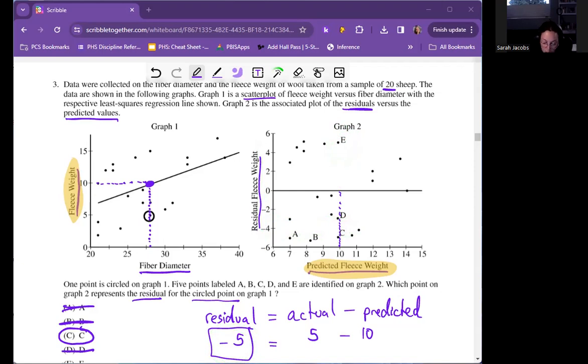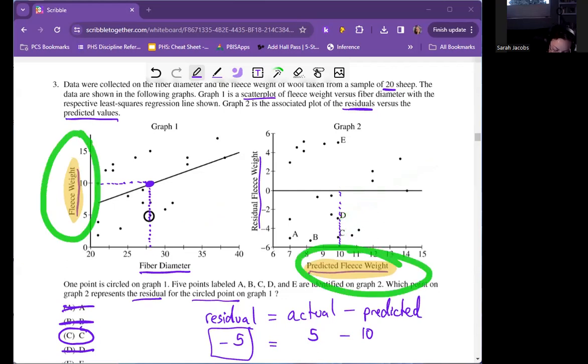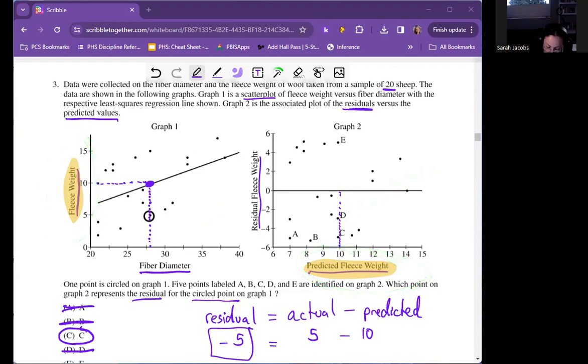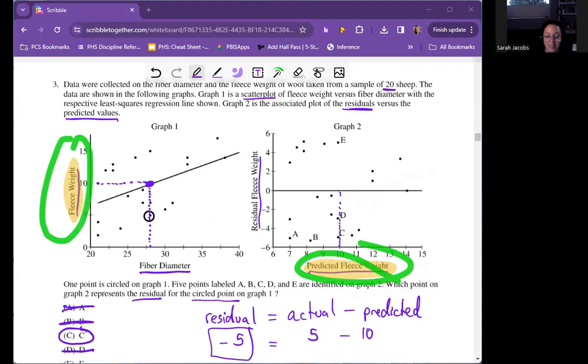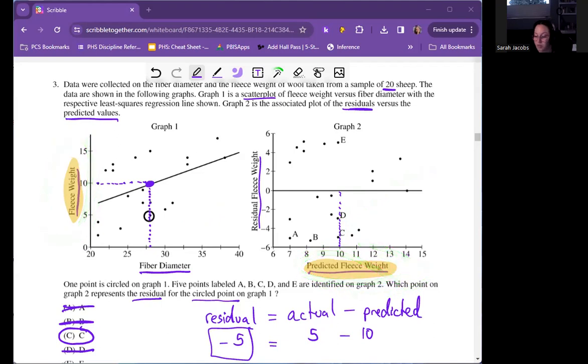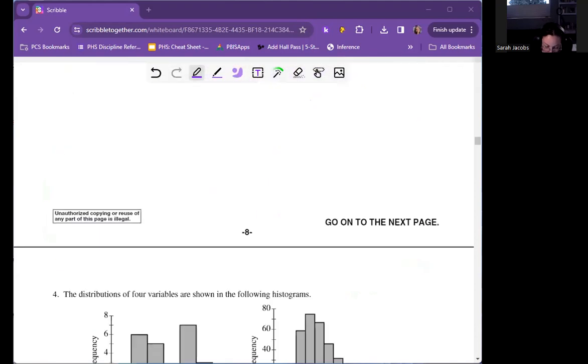Cool. So when you have a scatter plot and a residual plot, you want to pay attention to what your axes are. So the predicted weight versus the fleece weight, or is it diameter and residual? So figure out what is linking one graph to the other. And sometimes x-axes become y-axes or vice versa. So be careful. All right.